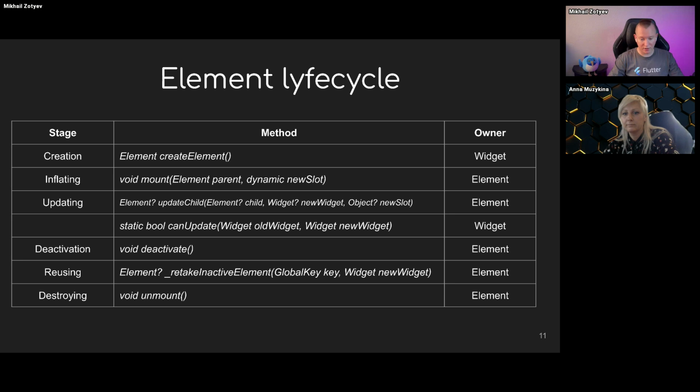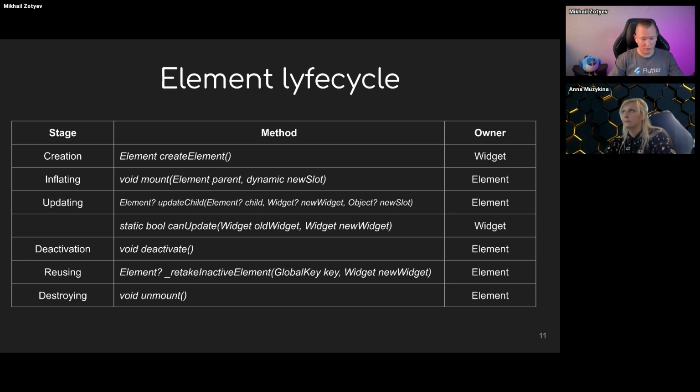And in this case, this inactive subtree can be moved back to the actual tree, calling activate on those things. And if at the end of the frame we do not reuse subtrees, there are things that we removed but did not reuse, they will actually be destroyed with the calling of unmount and disposing on them.